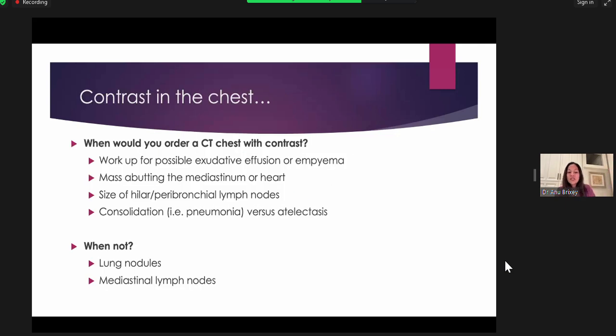Now, I want to emphasize that this list is not exhaustive. I just want to mention some of the more common reasons to get contrast. And this, of course, does not include vascular reasons, such as looking for a pulmonary embolism or an aortic dissection. This is more the parenchymal reasons that we're discussing.